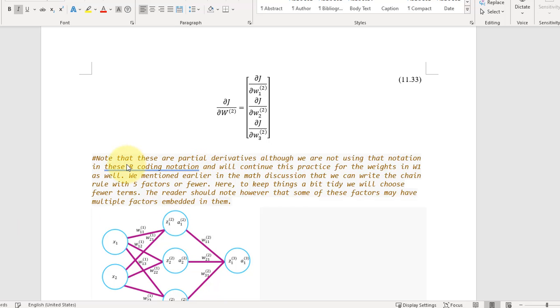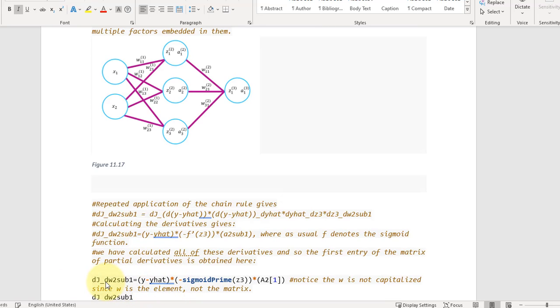Okay, there's a note here that says these are partial derivatives, but we're not going to use some kind of partial derivative notation in our R code. Also, this is for W2, but the same thing is going to be true for W1. So to figure out dJ dW2 sub 1, that's here.